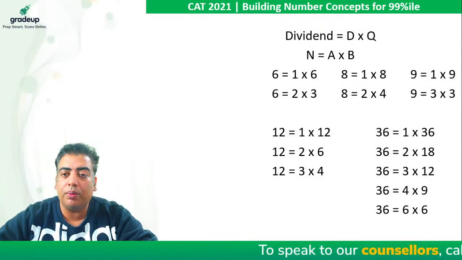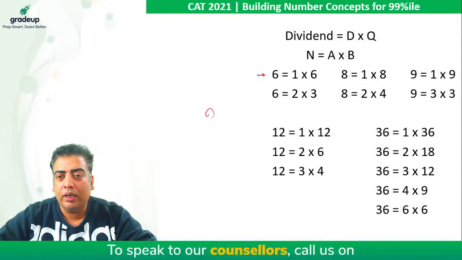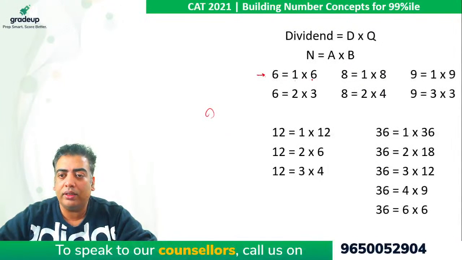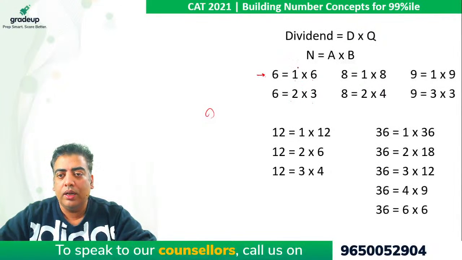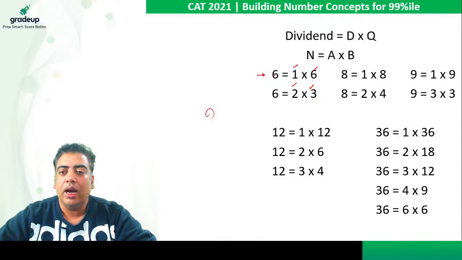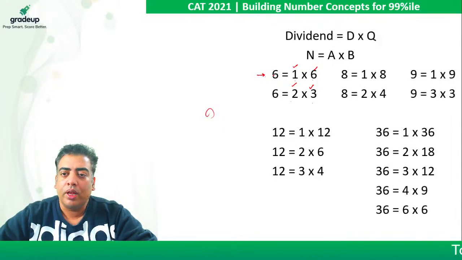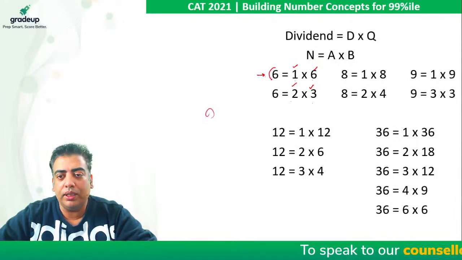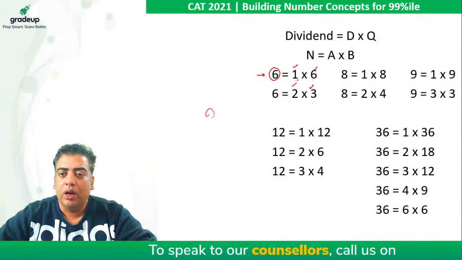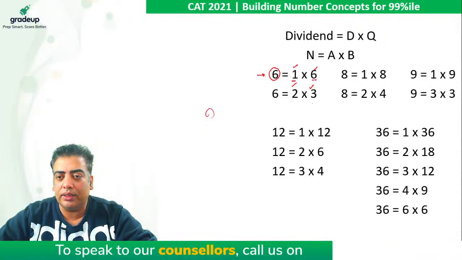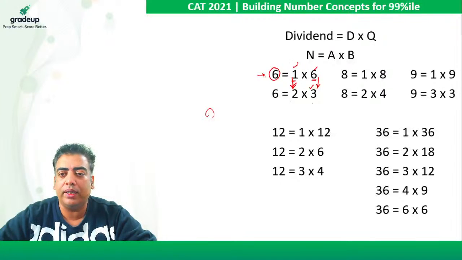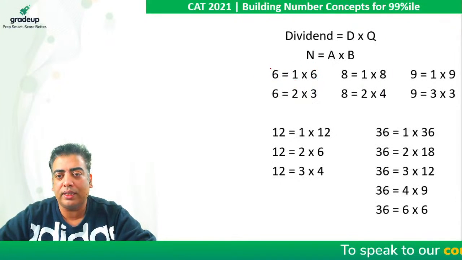So when we talk about a number like 6, 6 can be written as either 1 into 6 or 2 into 3, which means 1, 2, 3 and 6, all these values are factors of 6. So whenever we have to write a number as a product of two factors, always start with 1 and the number itself. So this value keeps on increasing and this value keeps on decreasing. And all the factors are always going to be in between 1 and 6 only.